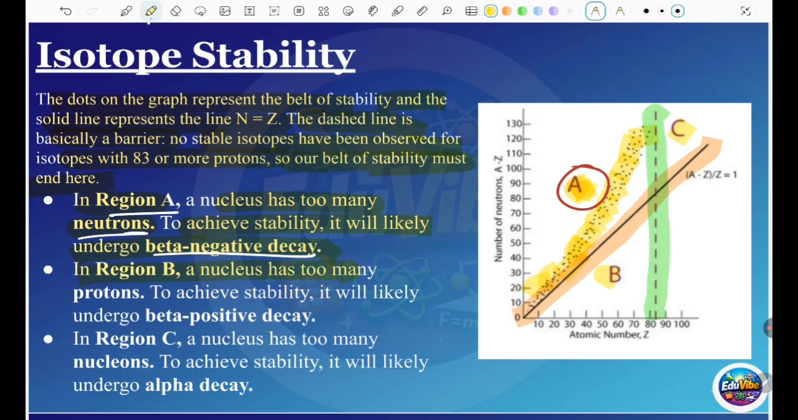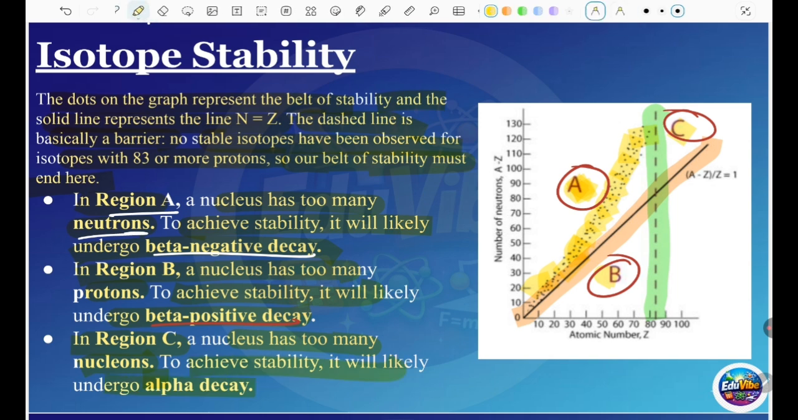In region B, the nucleus has too many protons. To achieve stability, it will likely undergo beta positive decay. And in region C, the nucleus has too many nucleons. To achieve stability, it will undergo alpha decay. In C, you have alpha decay going on because it is beyond the barrier.